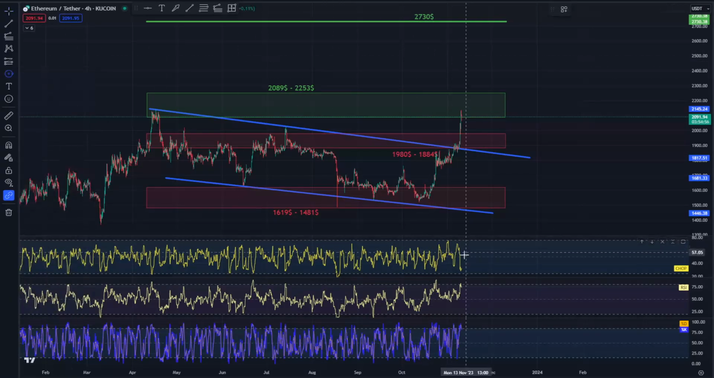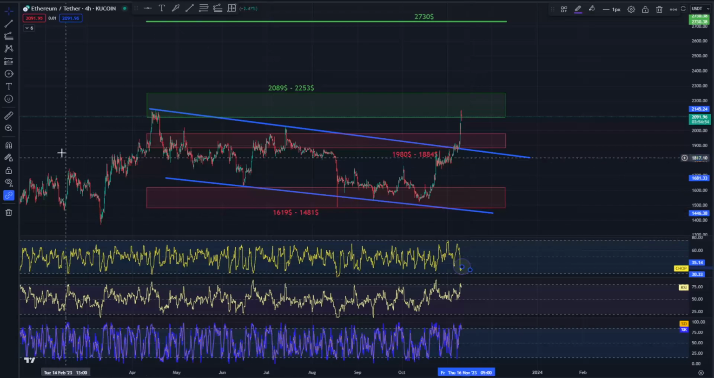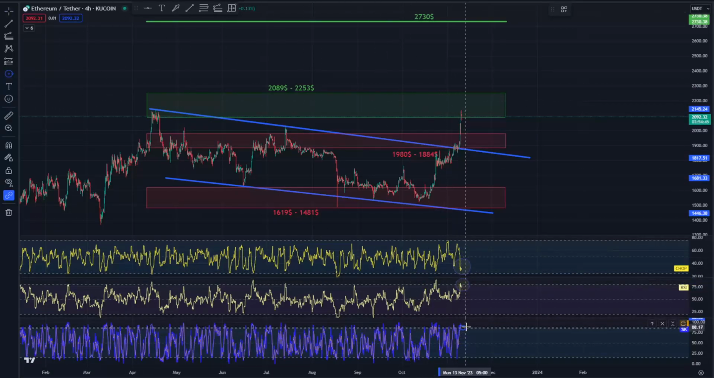Index CHOP indicates that energy has been used. The RSI indicator and the stock indicator show that the upper limit has been exceeded, which may result in a price recovery after the recent increase.